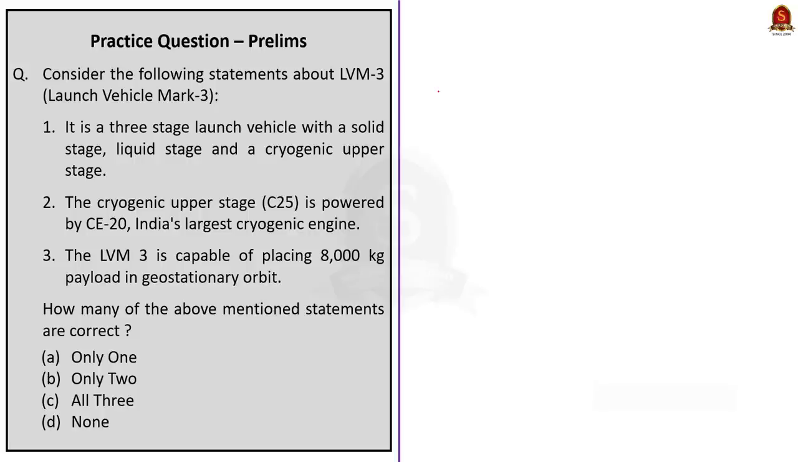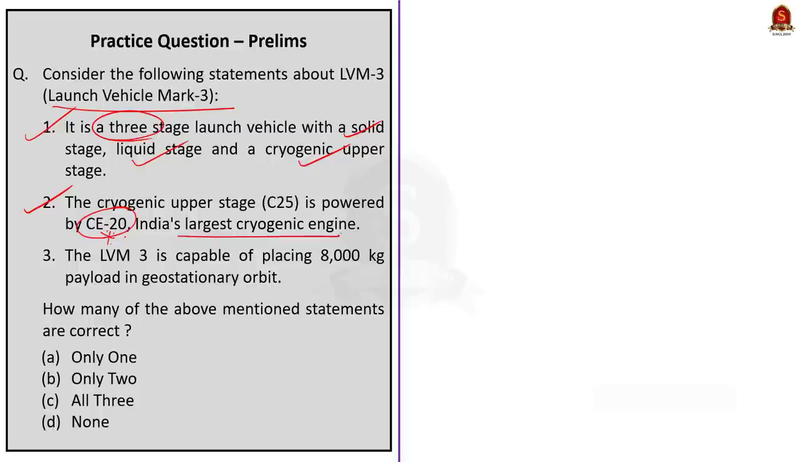Now look at the third question. Consider the following statements about LVM-3, that is Launch Vehicle Mark 3. Look at the first statement. It is a 3-stage launch vehicle with a solid stage, liquid stage, and a cryogenic upper stage. Yes, this statement is correct. The cryogenic upper stage is powered by CE-20, India's largest cryogenic engine. Yes, this statement is also correct. CE-20 is India's largest cryogenic engine, which we have seen in the news today.